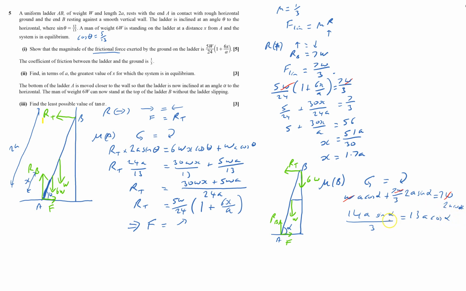So I divide both sides by cos alpha. That will give me what tan alpha is. That's marvellous. Tan alpha equals 13 times 3. The A's cancel out, of course. So 13 times 3, divide by 14. So tan alpha equals 39 over 14. And that is question 5 done.